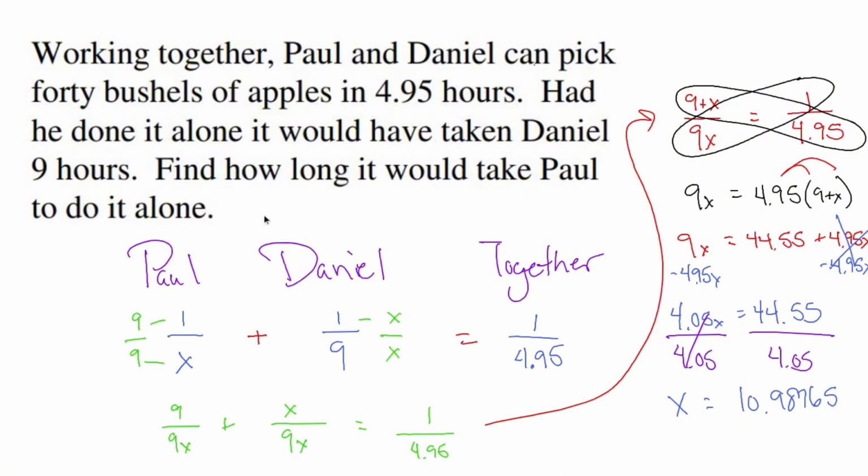So what we'll do is, how long would it take Paul to do it alone? We'll round this up to 11 hours. Is it exactly 11? No, but 10.98 hours is close enough to 11 hours. Okay? So work problems are not easy, not for the faint of heart, but we did it.